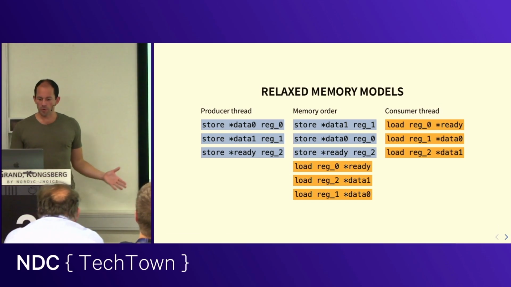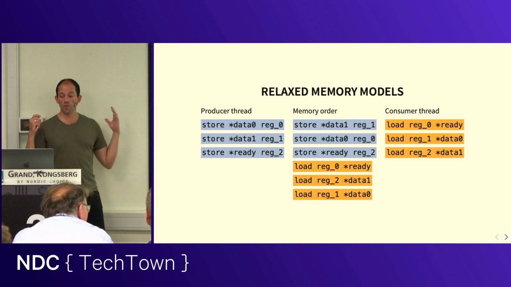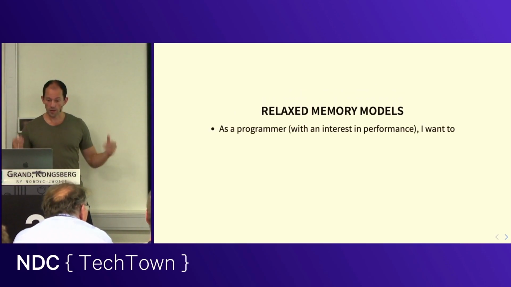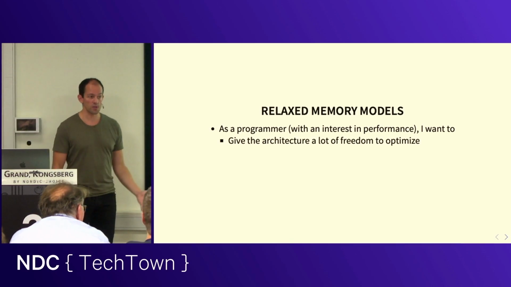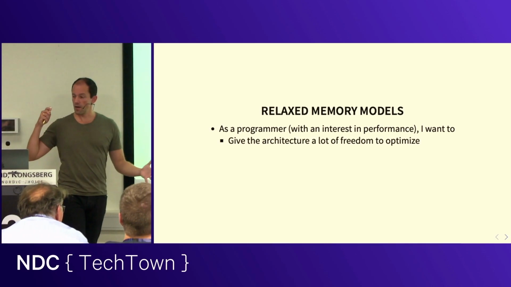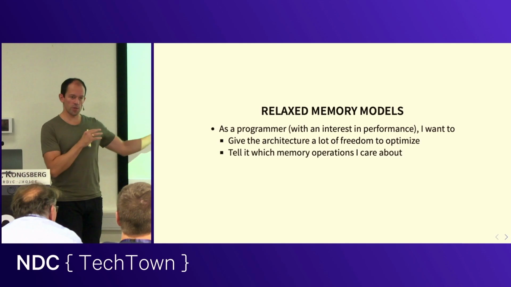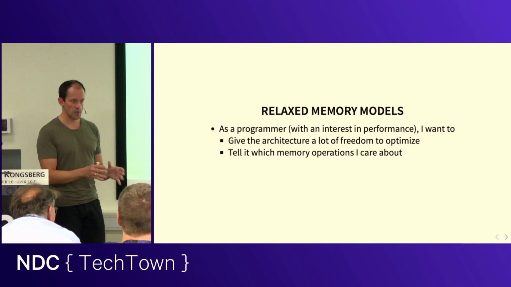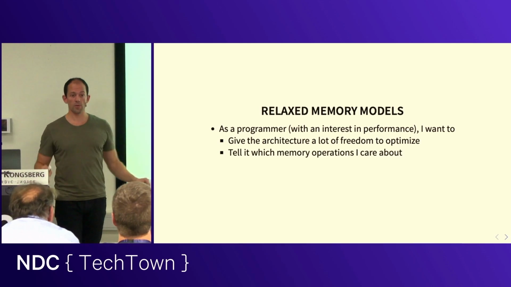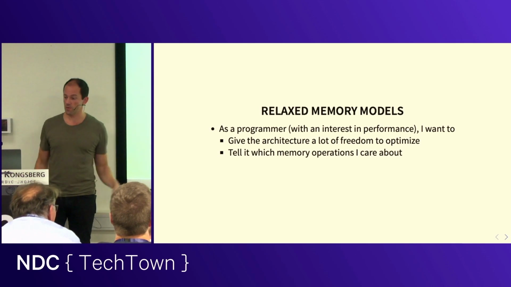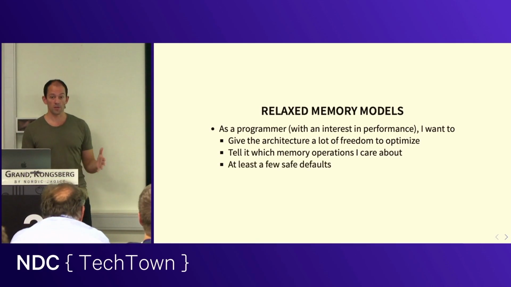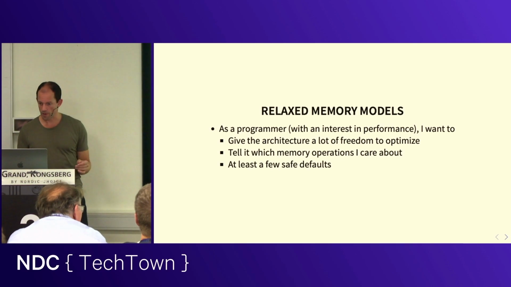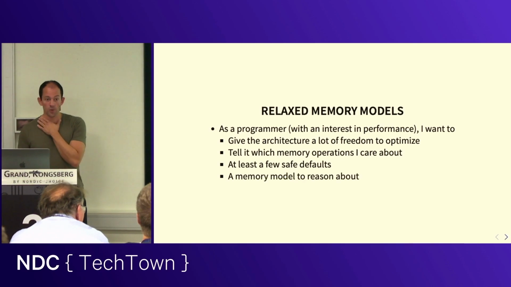So in relaxed memory models, we say, as a programmer with an interest in performance, I want to give the architecture a lot of freedom to optimize. I only want to tell it which memory operations I care about. The rest of the stuff, I don't care about. So if you find a clever way to do something, go ahead. And then I want some safe defaults so that it's not impossible to program this thing. And that's why you need a memory model.